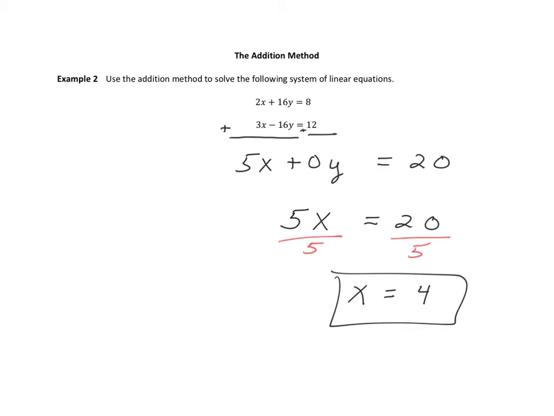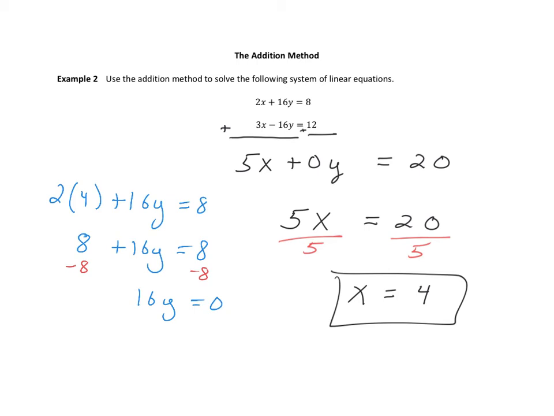To figure that out, we can choose any equation we want. I'm going to choose this first equation. I'll put 4 in place of x and solve for the corresponding y. Here's what that looks like. 2 times 4 plus 16 times y is equal to 8. On the left, we have 8 plus 16y is equal to 8. If we subtract 8 from both sides, we get that 16y is equal to 0. And if we divide both sides by 16, no surprise here that we get y is equal to 0.